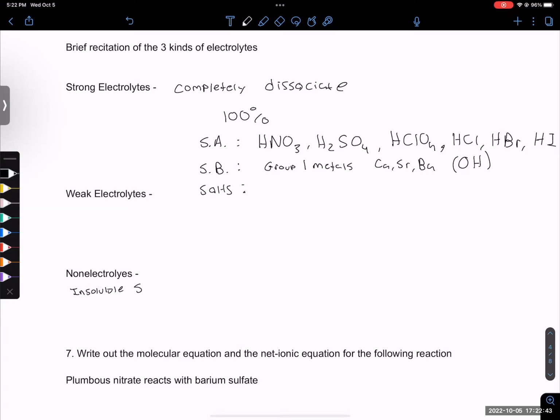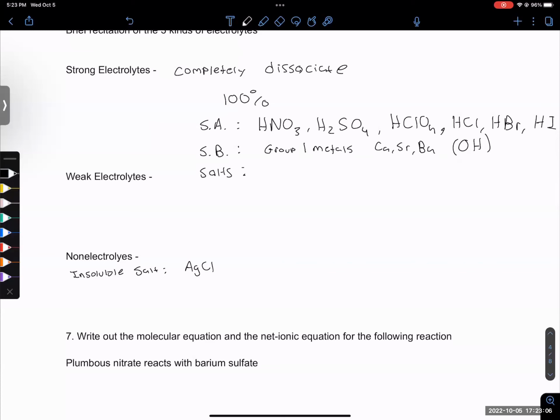Salt, I cannot spell that. And that's basically everything that is an exception. So like silver chloride, right? That's a salt. We know chlorides are generally soluble, but when bonded to silver, it's not, right? So that's an insoluble salt. And that's a non-electrolyte because it does not dissociate.